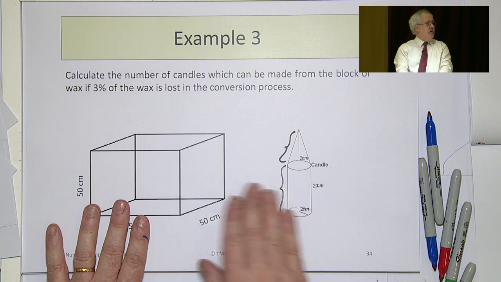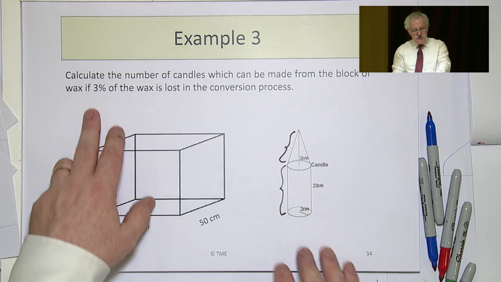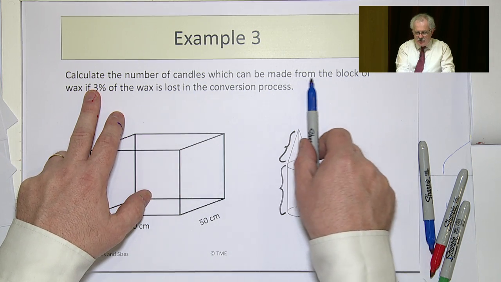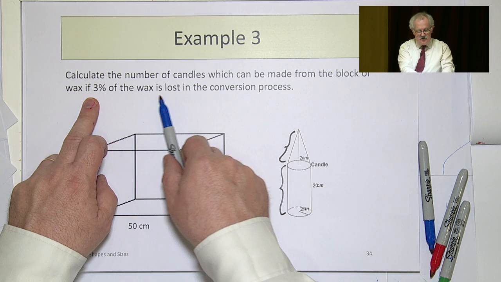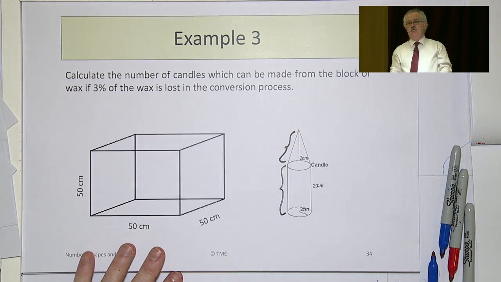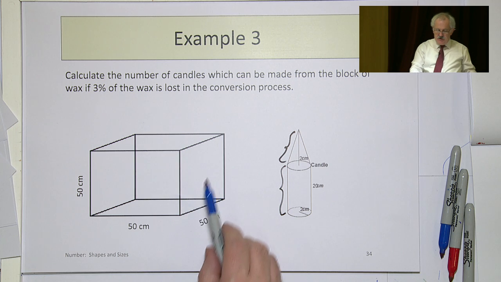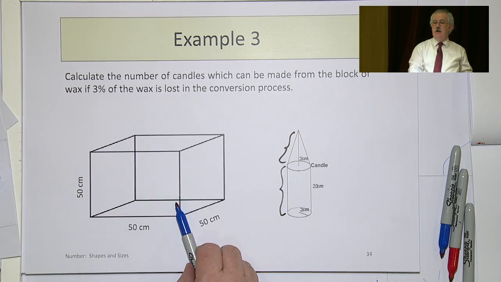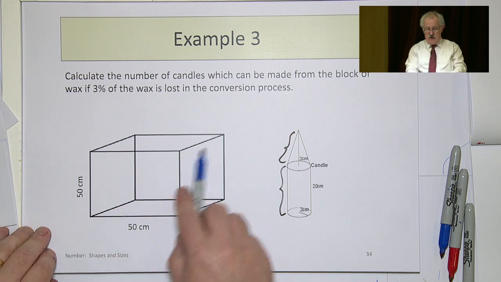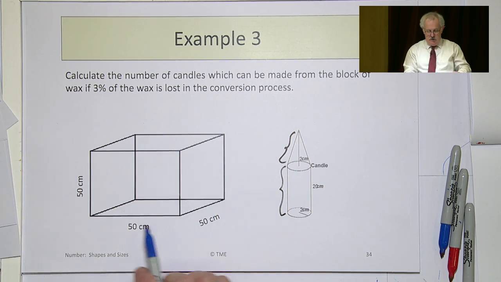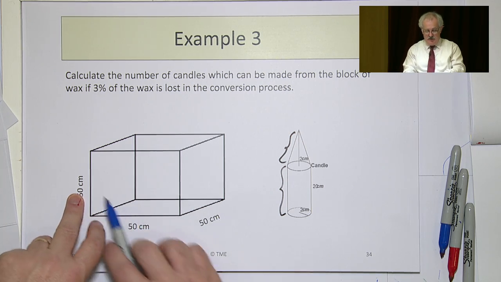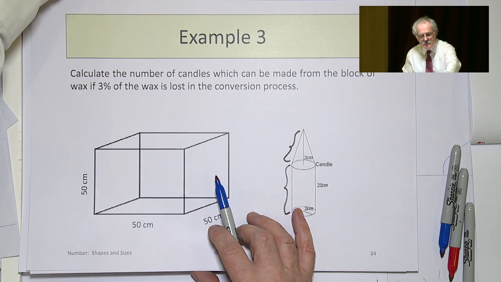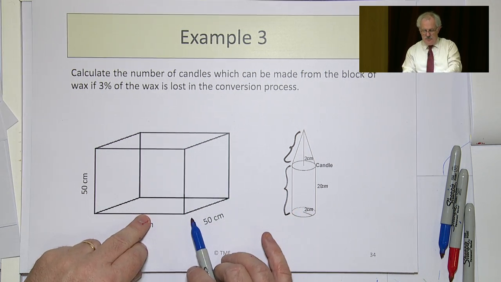Is it a volume comparison? The volume. Now there's one additional thing. Calculate the number of candles which can be made from the block if 3% of the wax is lost in the conversion process. So the first thing we've got to do is figure out how much wax is in this stuff here. Is that okay? So what's the formula for a cube? It's probably length by width by height, is it? So let's look at that and see where we go with that. We'll come back to that one.